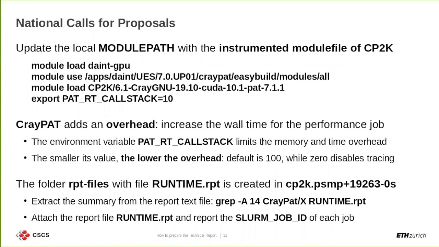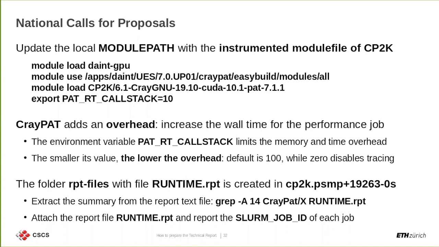We update the module path in order to have the instrumented module file CP2K. So we load the module gpu, and then we add the module use command and the link that has been provided by CSCS staff. You can find this link also on the user portal. Then we load the additional CP2K module file with the instrumented executable that is available. I also export an additional environment variable, called PAT_RT_CALLSTACK.